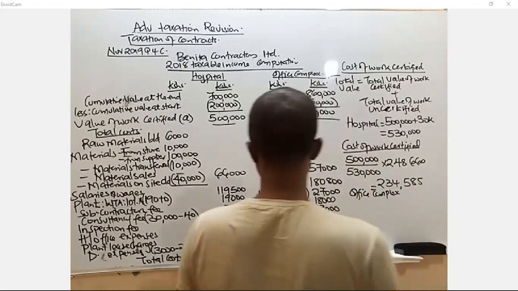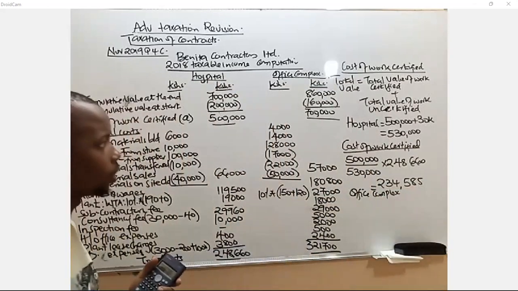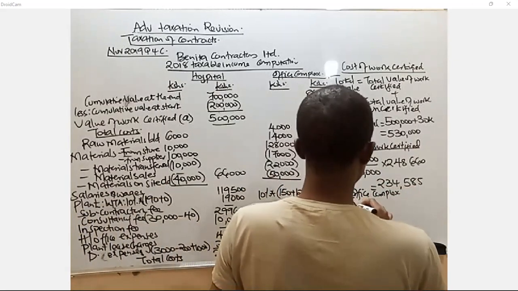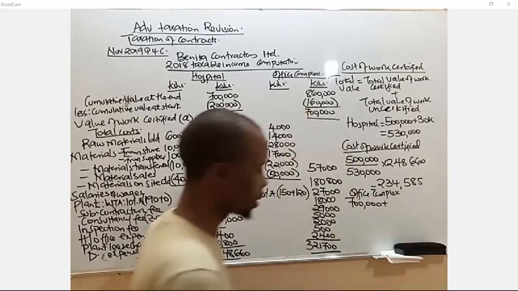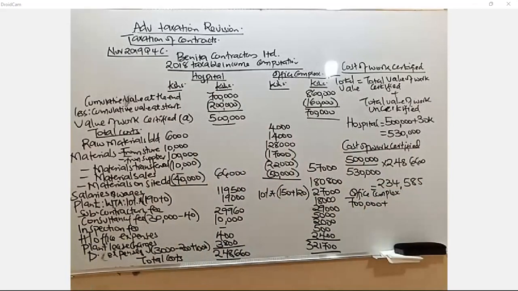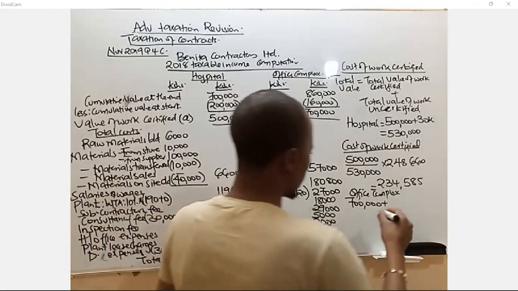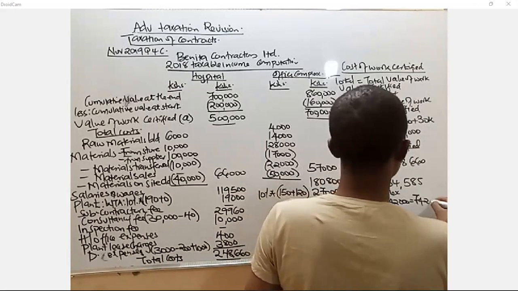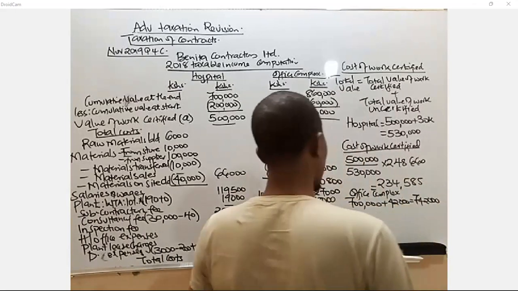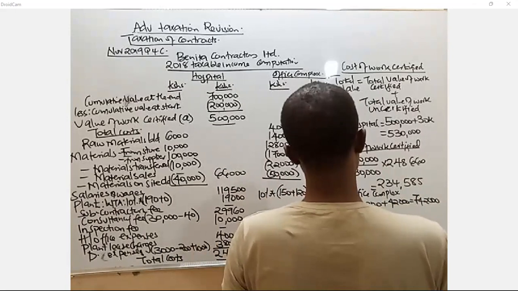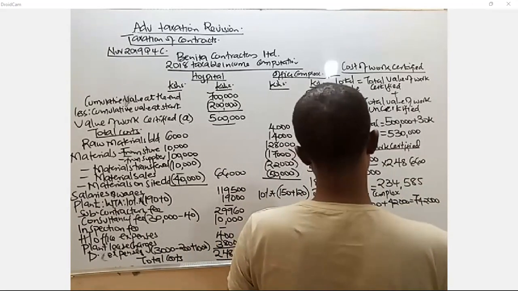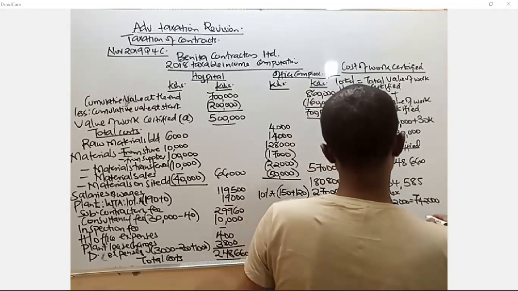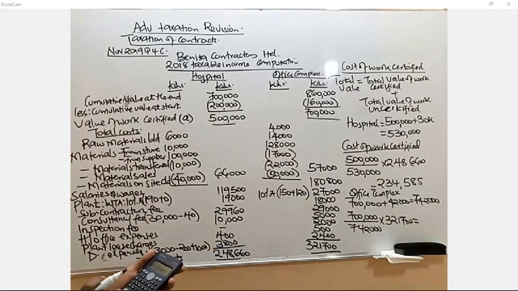The other one is for the office complex, and for the office complex, we do the same. The total value of the work certified, we get 700,000, plus the value of work uncertified during the year, 42,000, getting 742,000. So to get the cost of work certified, I just take 700,000, divide by 742,000, and multiply by 321,700, getting 341,700.